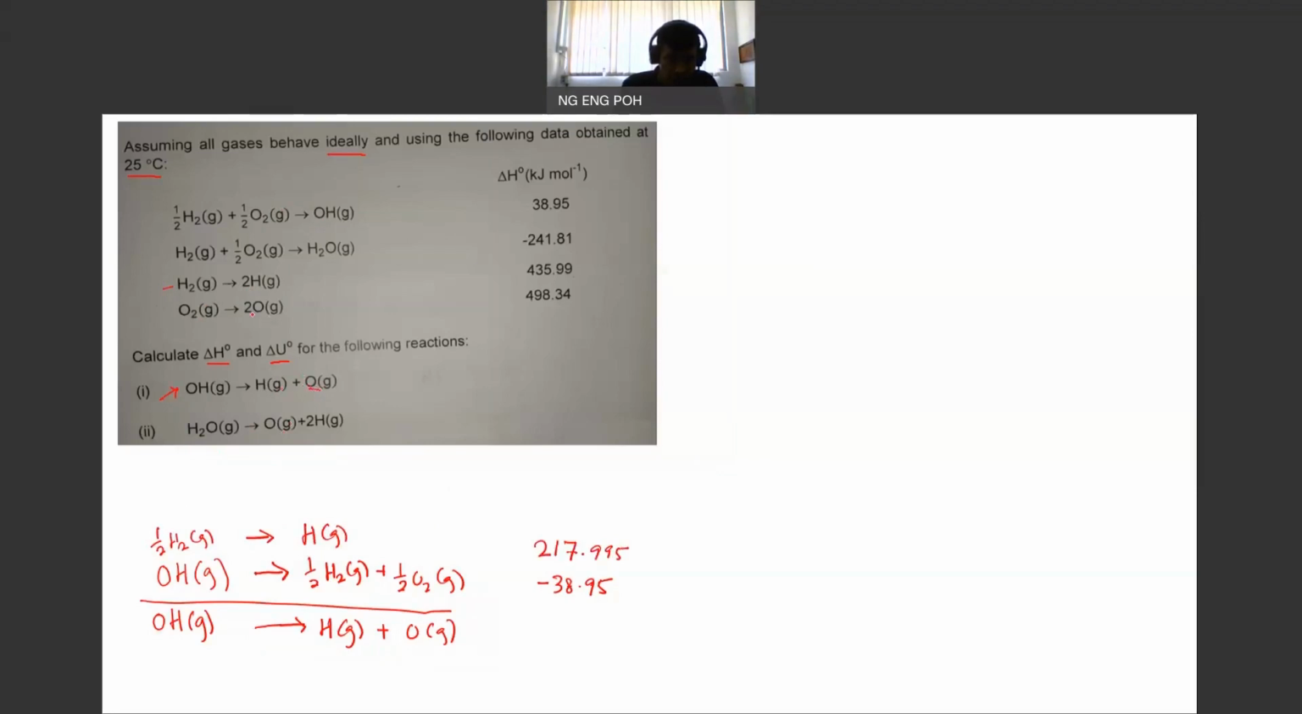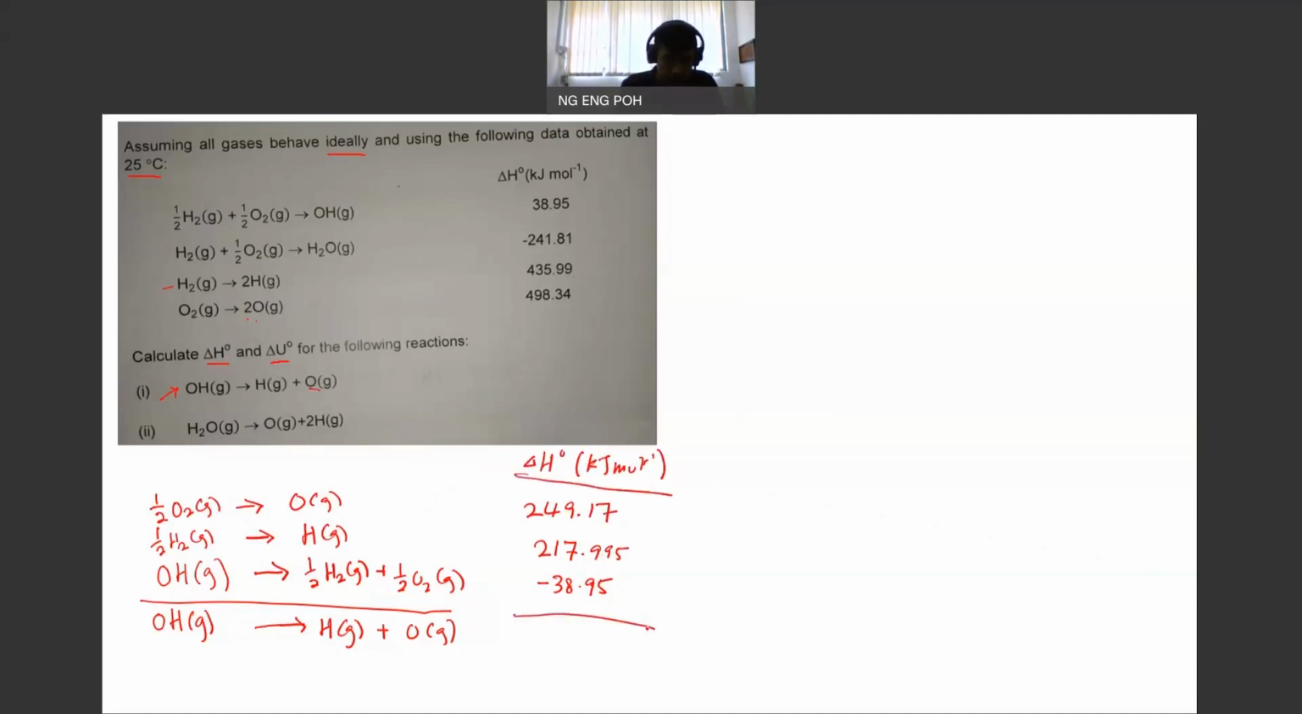Okay, and for the next step you need to find the O gas. Which one gives you O gas? It's this equation, but here it is 2 mole, so you need to divide by 2. So it will be half O2 gas, and this is O gas. So 498.34 divided by 2 gives you 249.17. Okay, so this is your delta H naught in kilojoule per mole.